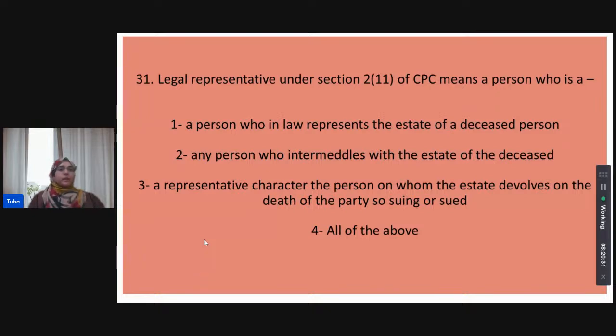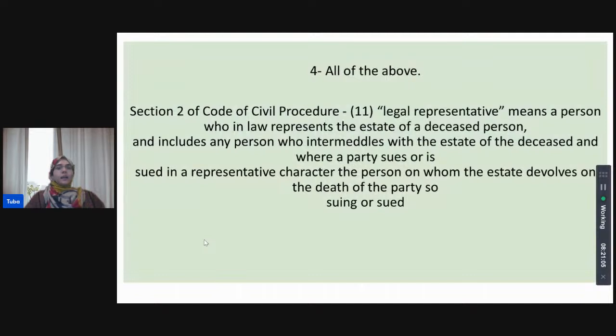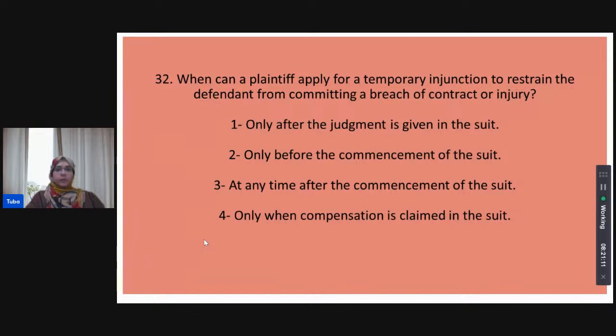Now, question number 31, legal representative as under Section 2(11) of CPC, who does this refer to? The term refers to, is it a person who in law represents the estate of a deceased person, any person who intermeddles with the estate of the deceased, any person of a representative character of the person on whom the estate devolves on the death of the party that is suing or is being sued, or is it all of the above? All right, most of us think it's all of the above. So, all of the above under the umbrella of being called a legal representative. And that is correct. Section 2(11) does describe legal representative as any of the options available there.